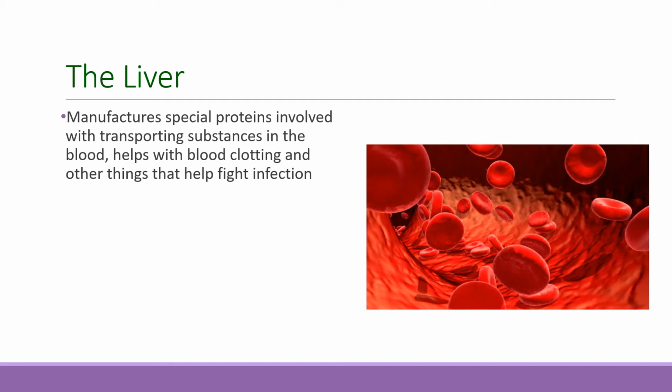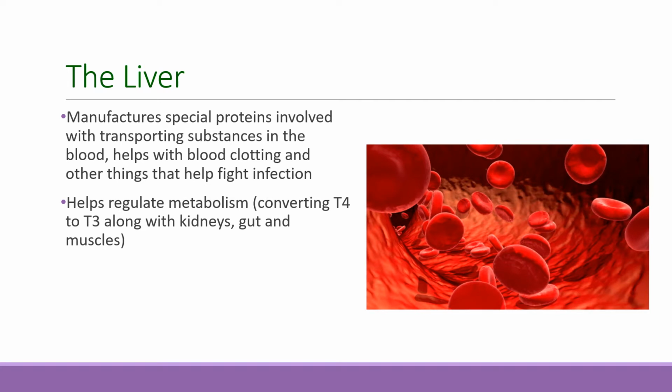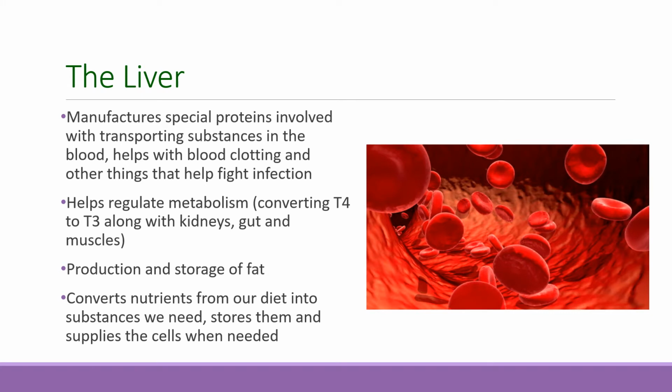It manufactures special proteins involved with transporting substances in the blood, helps with blood clotting, and other things that help fight infection. It helps regulate metabolism, converting T4 to T3, but the kidneys, gut, and the muscles also do this as well. As a matter of fact, most T3 is provided to the body in other areas other than the thyroid. The liver is also involved with production and storage of fat, and it converts nutrients from our diet into substances we need, stores them, and supplies the cells when needed.